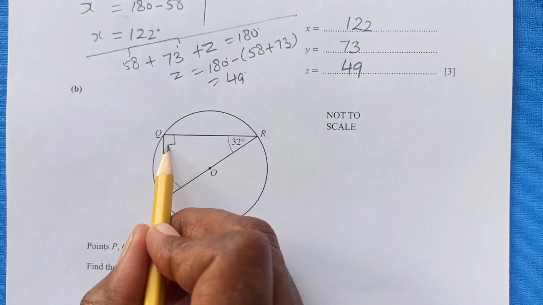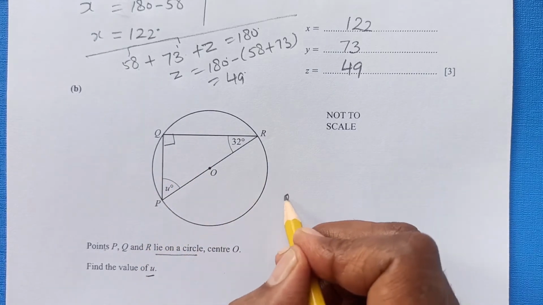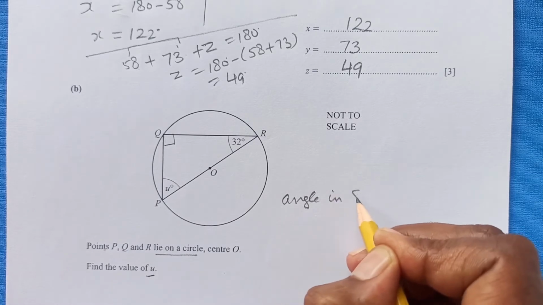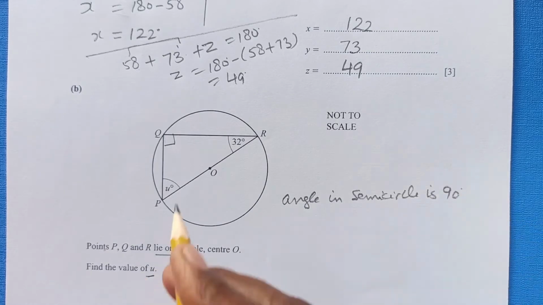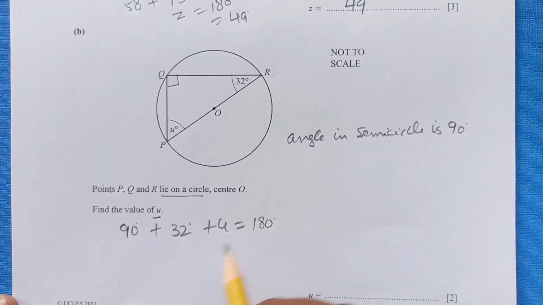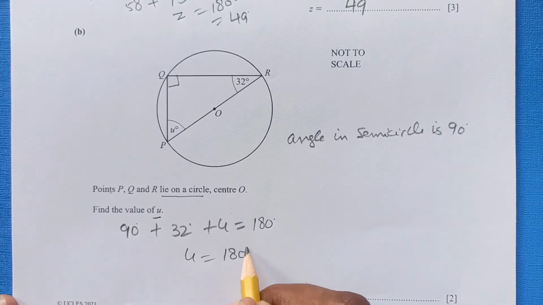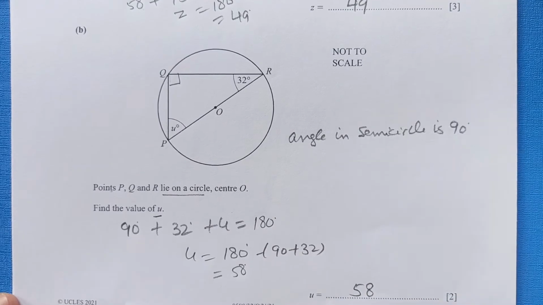If this is in the semicircle, then that angle will be 90 degrees. The angle in a semicircle is always a right angle, that is 90. So then we will have 90 plus 32 plus u equals 180. So u will be 180 minus (90 plus 32). When you calculate, this one is 58, right?